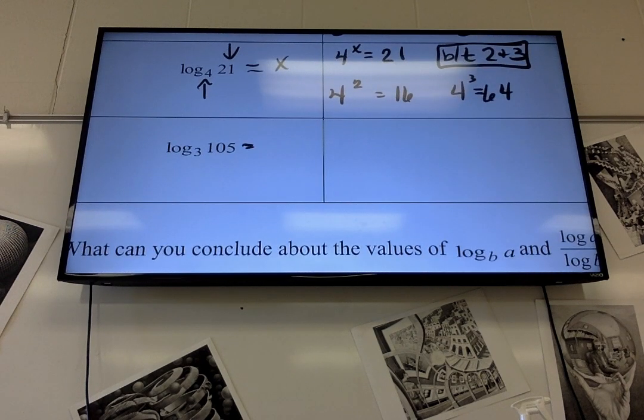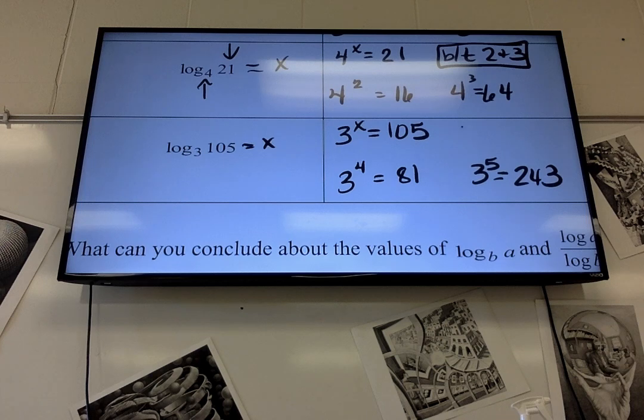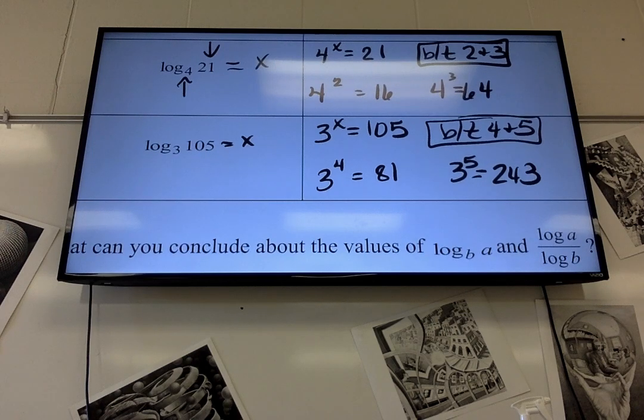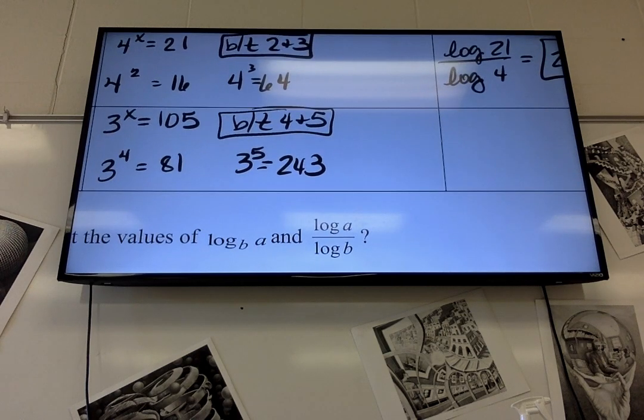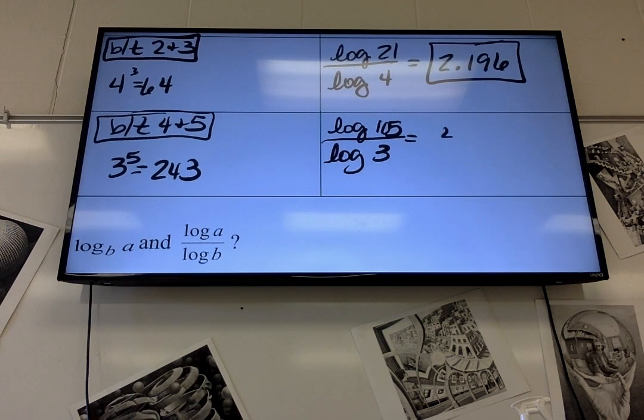Okay, the next one, set it equal to x. Rewrite it as an exponential, Cameron. It was 3 to the x equals 105. So x is between what and what? 4 and 5. 3 to the 4th is 81, 3 to the 5th is 243. So it's between 4 and 5. Zella, it's actually log of what over the log of what? Log of 105 over log of 3. Very good. Which is 4.236. Notice between 4 and 5.